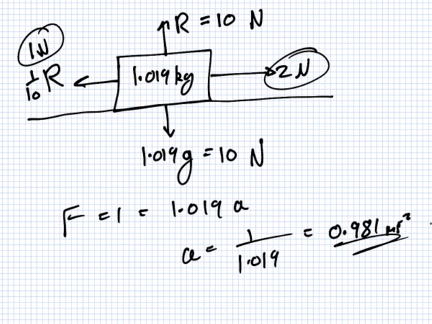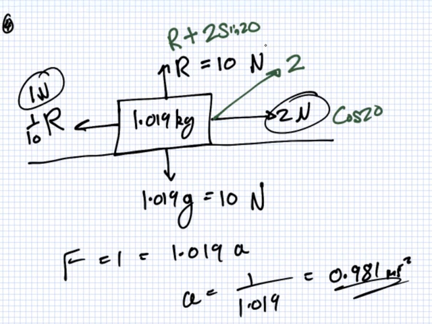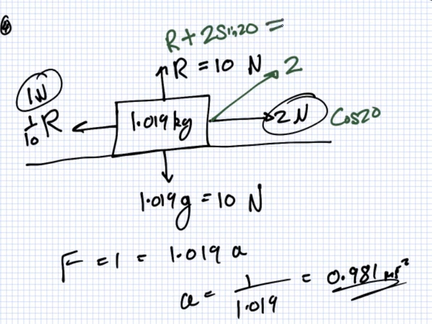0.981. And now the second part, the only difference is that it's now at an angle. So now this here is a 2. So this side becomes 2 cos 20, is it? And now this one here, you also have the R plus 2 sine 20. Now that R plus 2 sine 20 still should equal 10. So what does the R equal? It'll be 10 minus 2 sine 20. What's that, please? 10 minus 2 sine 20.